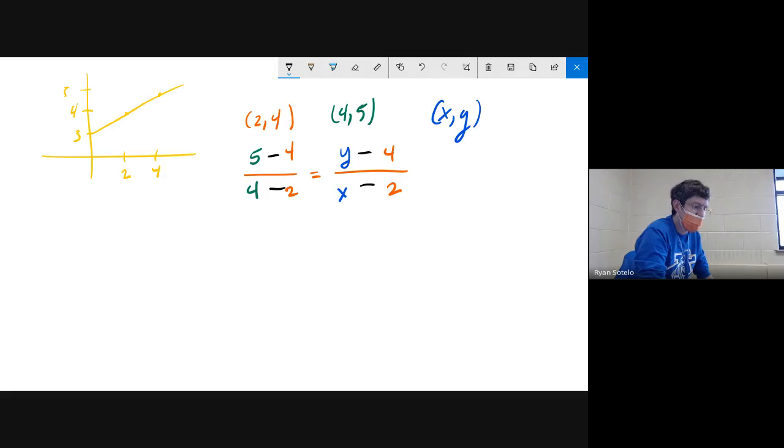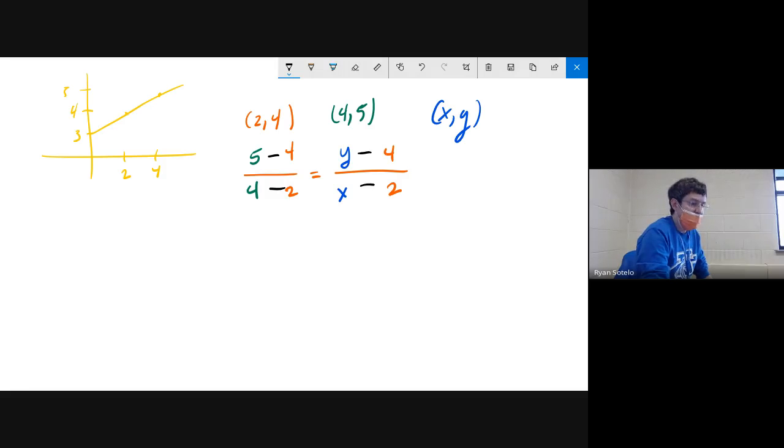So here we're just doing rise over run. We're taking the difference in y values for two of the points, and then a difference in the x values for the same two points. That's the rise over run between those red and green points.